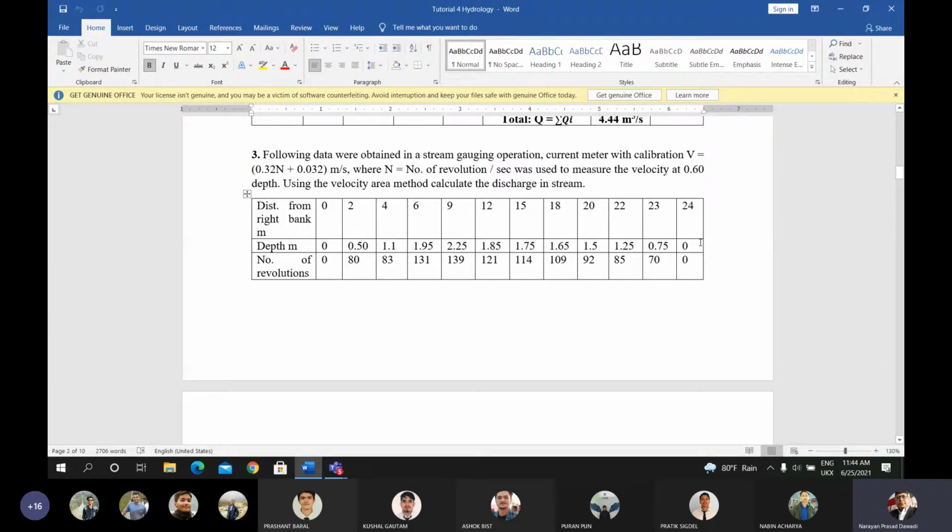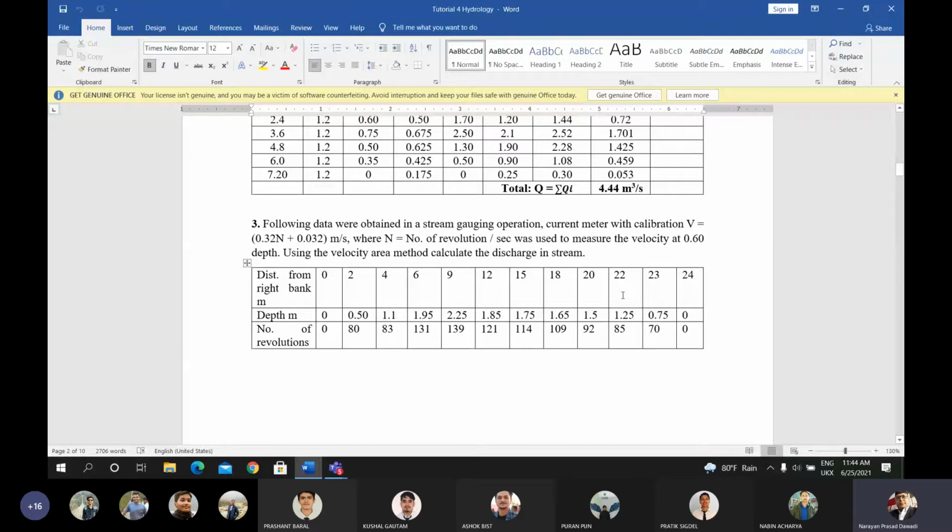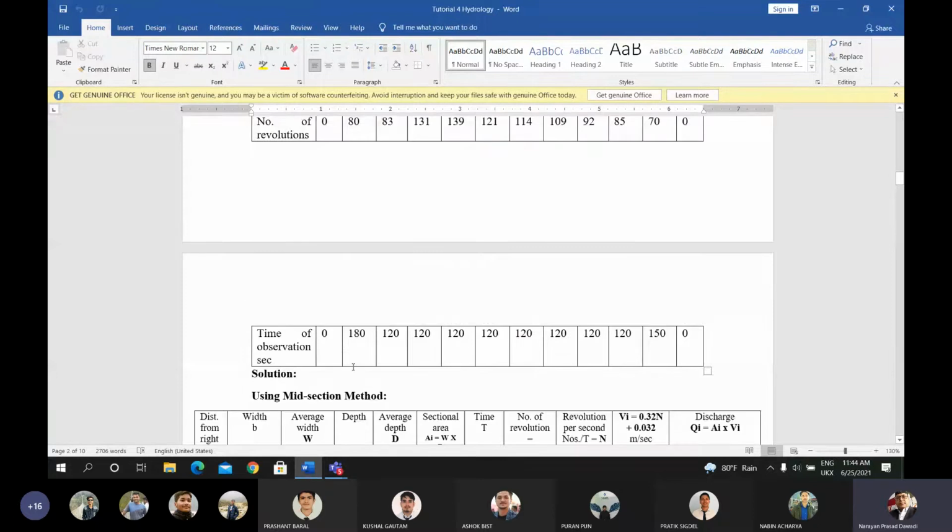Now the number of revolutions of the current meter, used at 0.6 depth to find the velocity of the flow. For the starting point it is 0 and the ending point also 0. The number of revolutions counted while measuring the velocity is 80, 83, 80, 131, 139, 121, etc. And for recording this number of revolutions, the time of observation is also given in seconds. Okay, this is the time of observation in seconds.